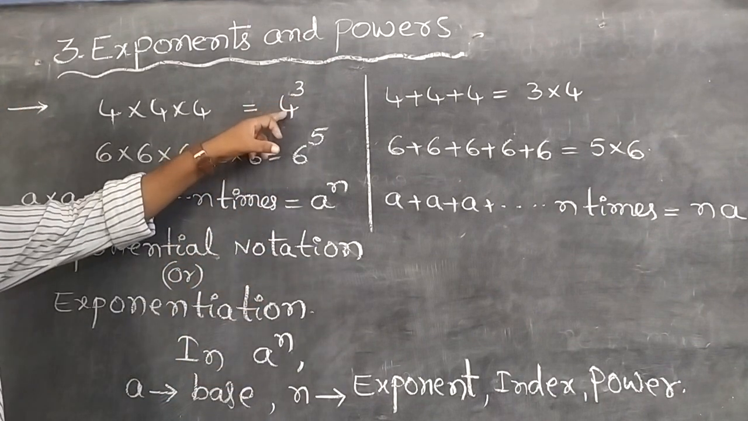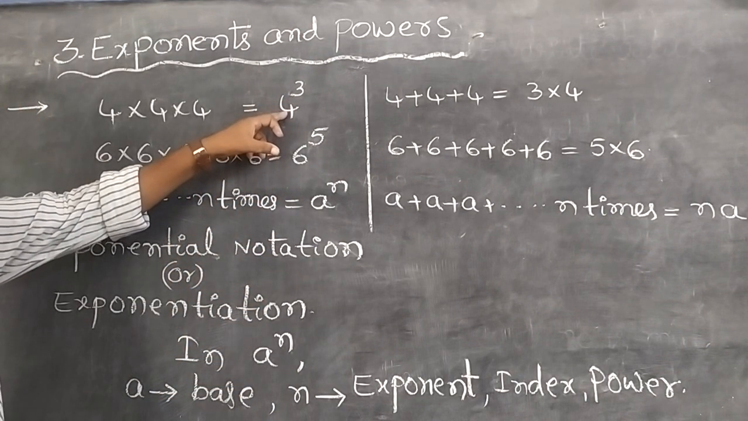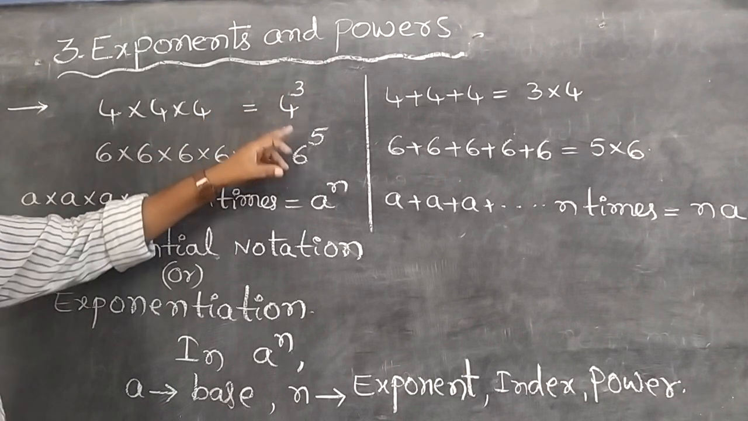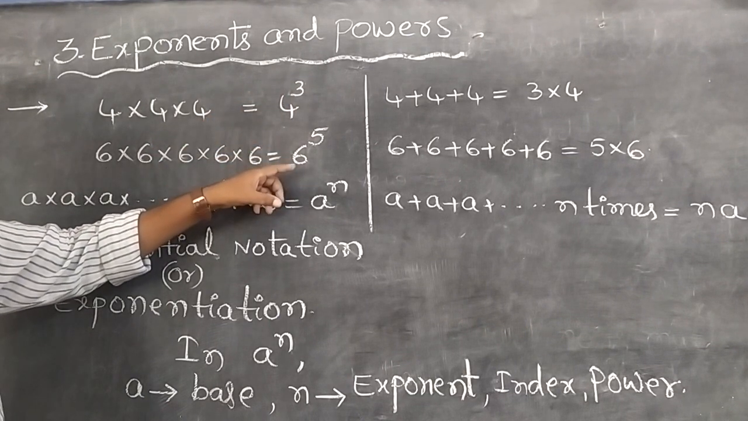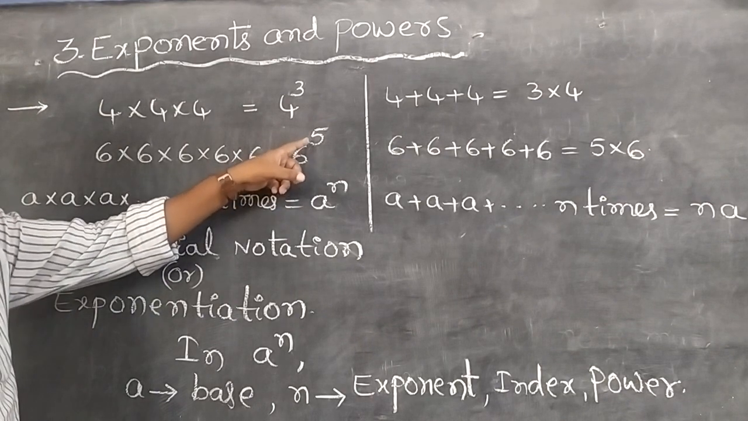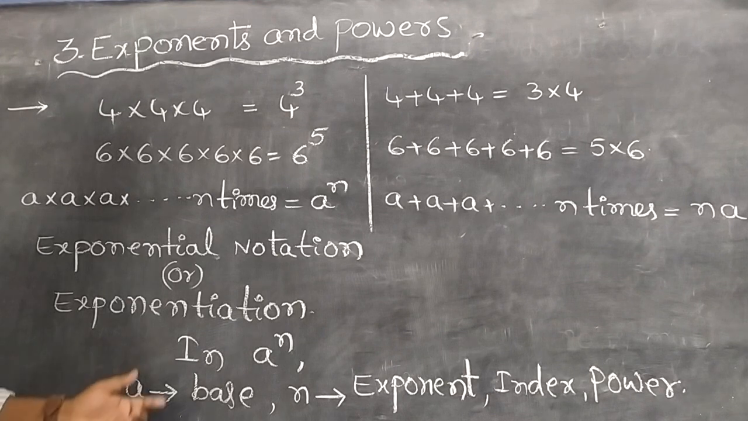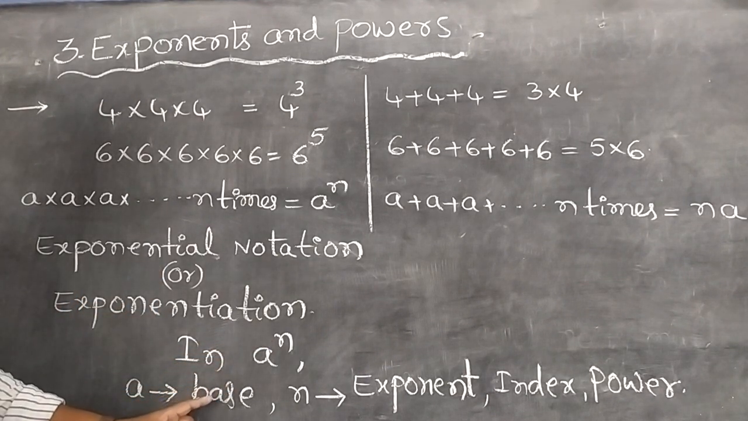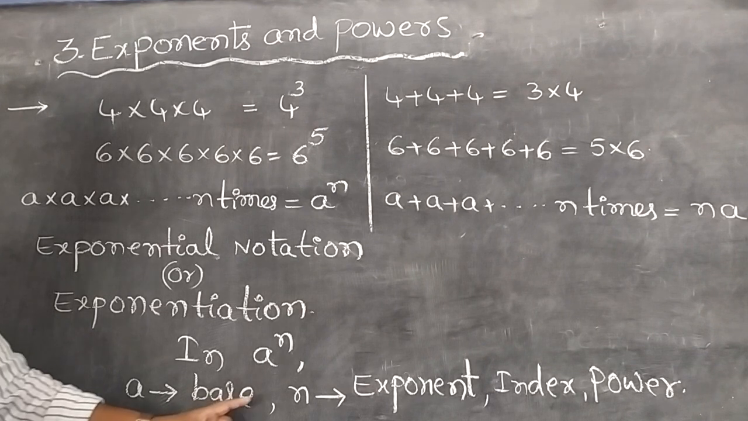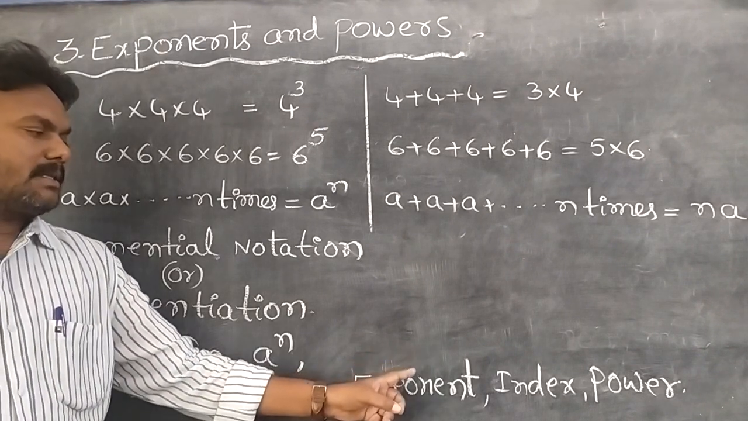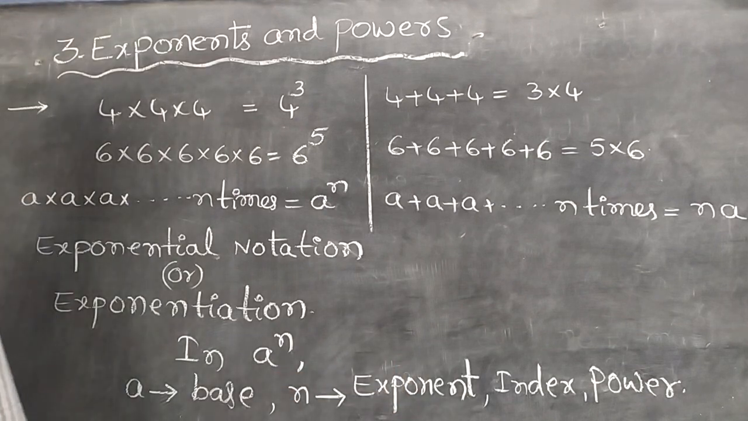So here observe, students, 4 cube can be read as cube of 4 or 4 cube. And the same way, 6 raised to the power 5 or 6 power 5. Observe here, in A power n, A is called the base and n is called the exponent or index or power.